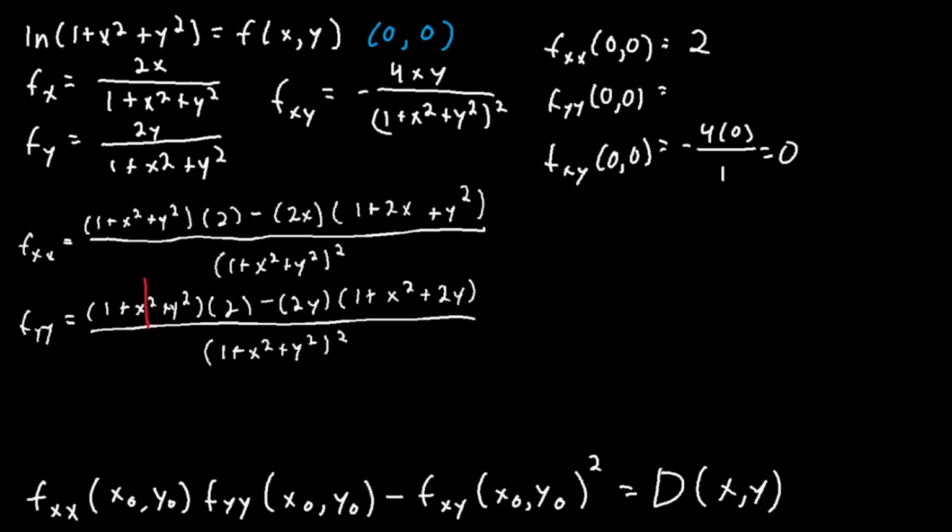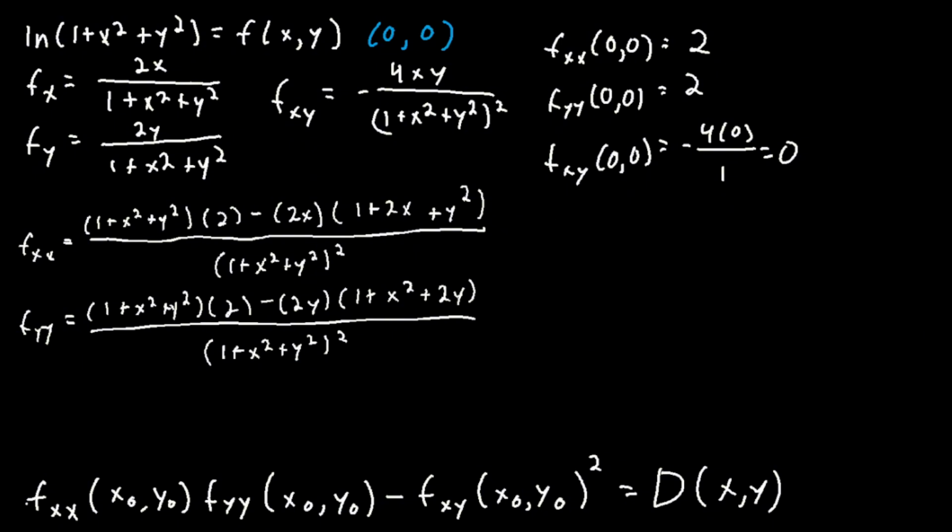So again, this is just equal to 1, and this is just equal to 2. If we subtract 2y, and y is just 0 because we're plugging in 0 here, this entire side just equals 0. Therefore, this entire numerator is equal to 2, and this entire denominator is equal to 1. So it's 2 over 1, which is just 2. So far, the xy partial is 0, and our xx and yy partials are 2 and 2.